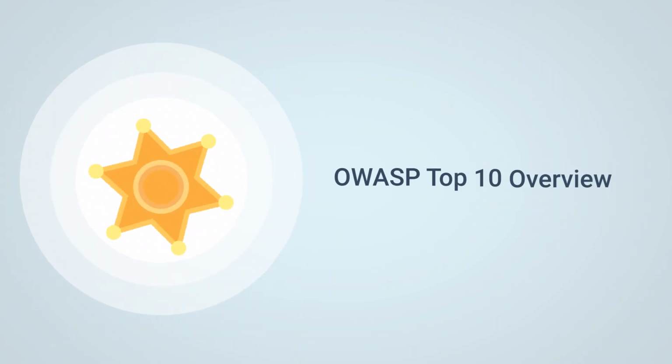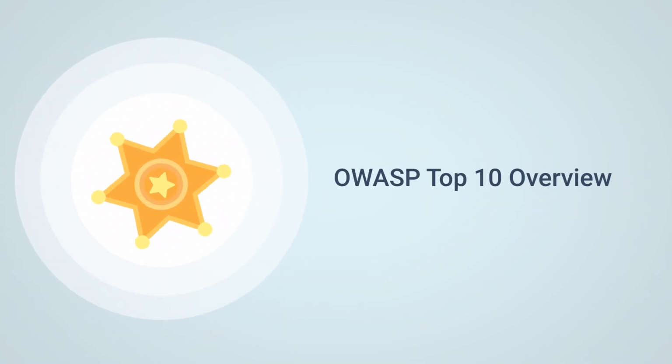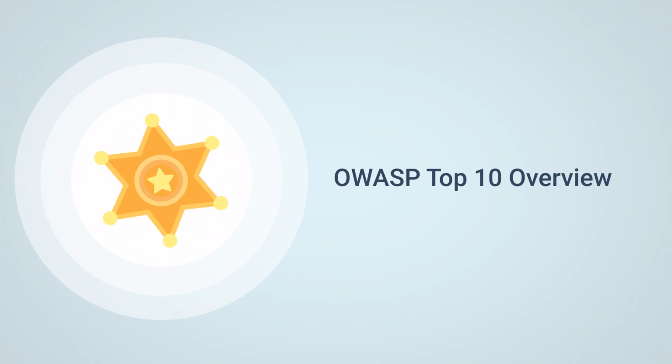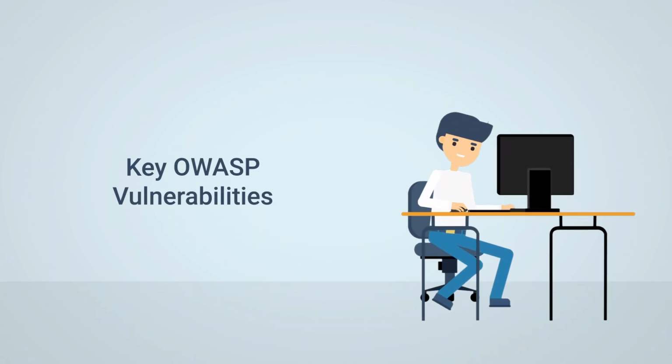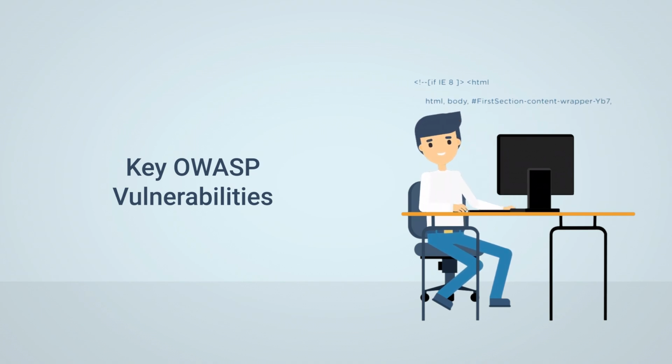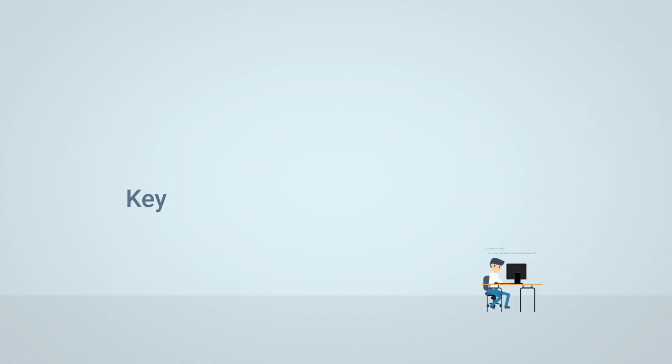The most famous product of OWASP is the OWASP Top 10, a list of the most critical security risks for web applications. Let's dive into some key OWASP Top 10 vulnerabilities. We'll explain each, show how hackers exploit them, and most importantly, how to defend against them.